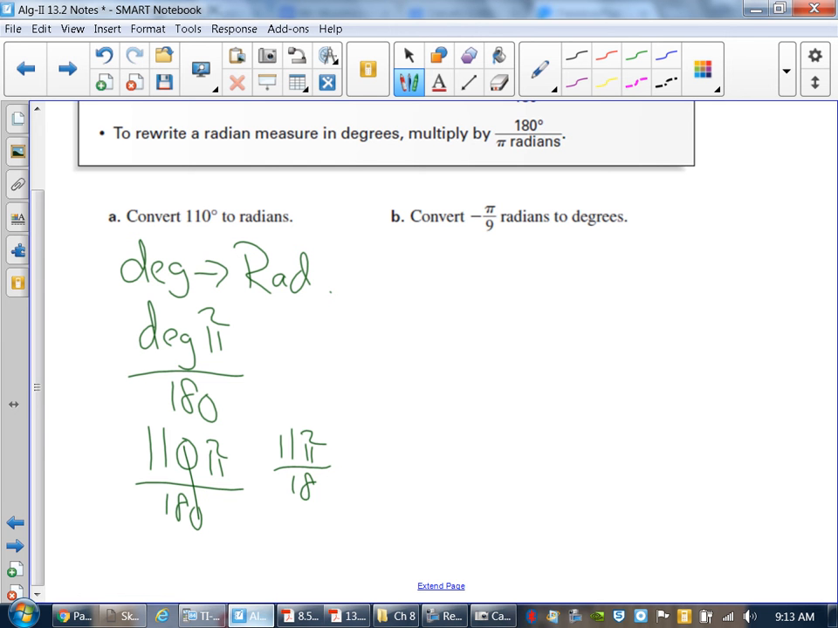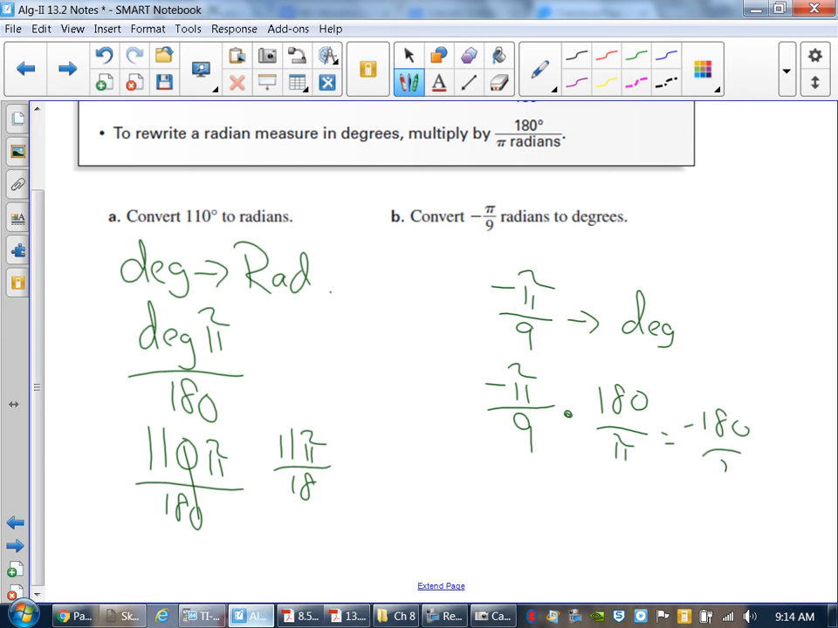If I have going the other direction, negative pi over 9, I want to go to degrees. Well, all you do is the inverse. You take the radian and you multiply it by 180 over pi. Because you want the pi's to drop out. Pi's will always be thrown in numerators. So if you're going to go to degree, just know that you have to divide by the pi to get rid of it. So the pi's drop, and you get negative 180 over 9, which is how much? Negative 20.